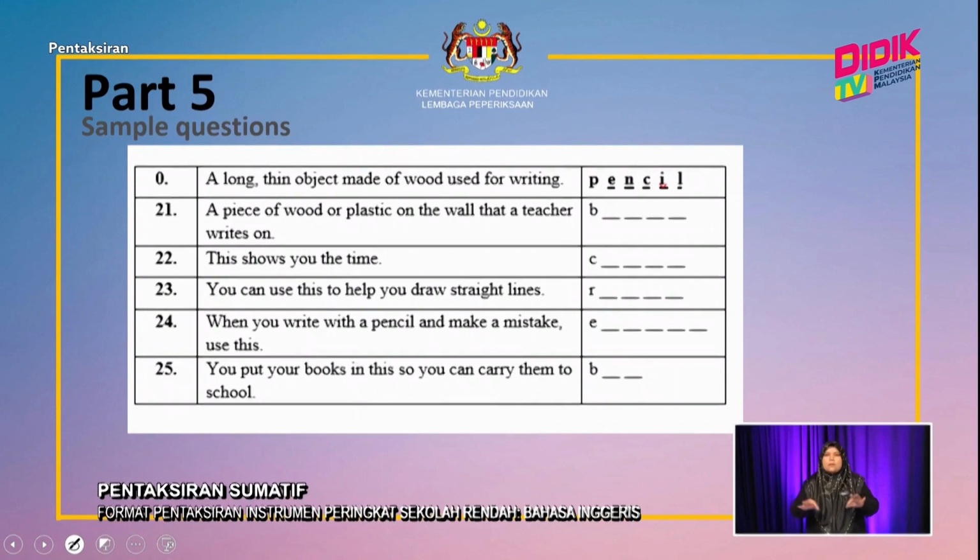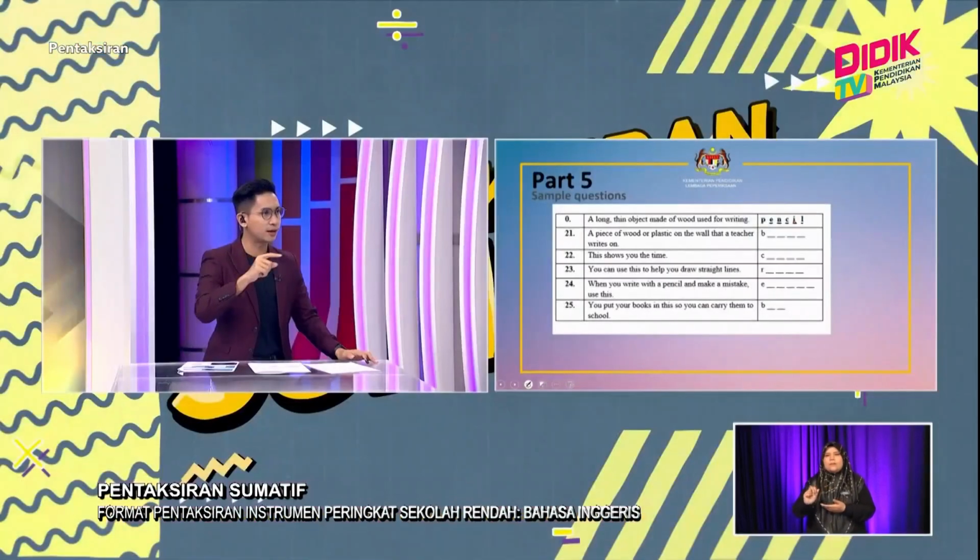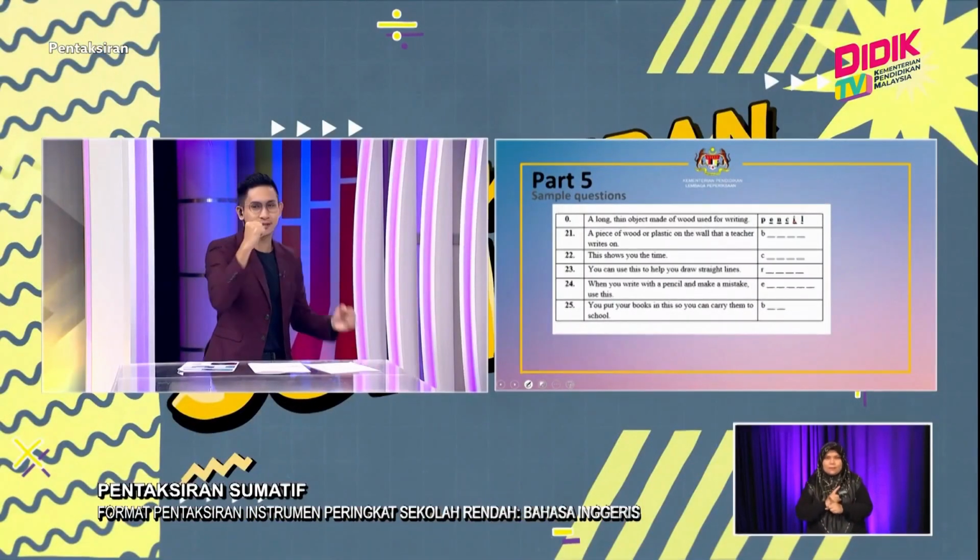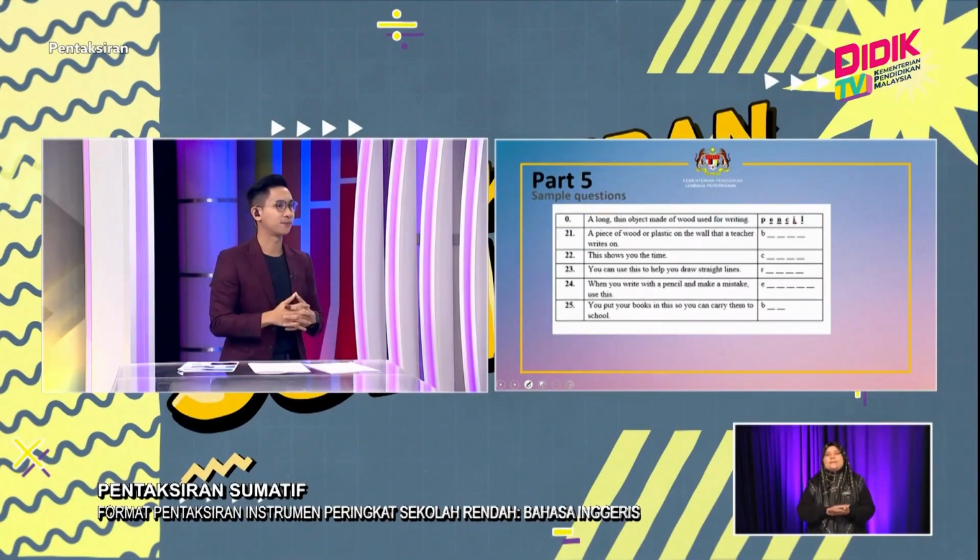All right. So I'm gonna test you, Chris. Okay, I'll try. For the first one, number 21. I'm gonna read it for you. A piece of wood or plastic on the wall that a teacher writes on, and it starts with B. Is it board? B-O-A-R-D. You're right. Does it fit there? Yes. So I got 1 mark. It is a board.